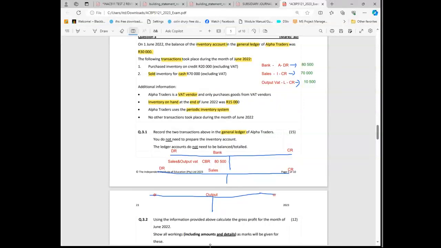And then for sales, you're going to put bank under the credit side, of 70,000. The journal is CBR. And then for VAT, you're going to put bank on the credit side, and the journal is CBR. How much? 10,500.